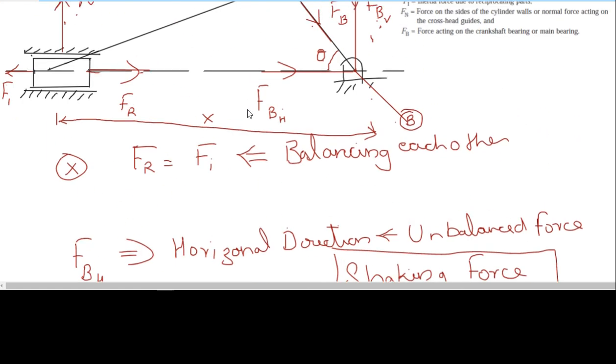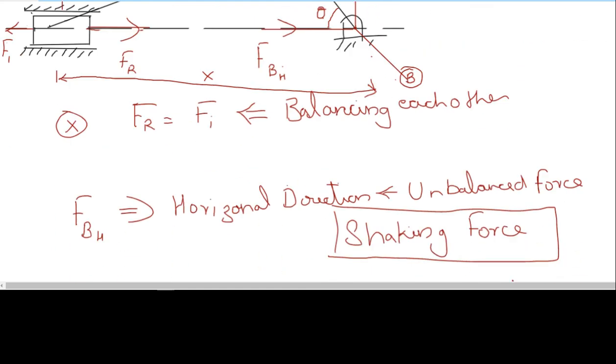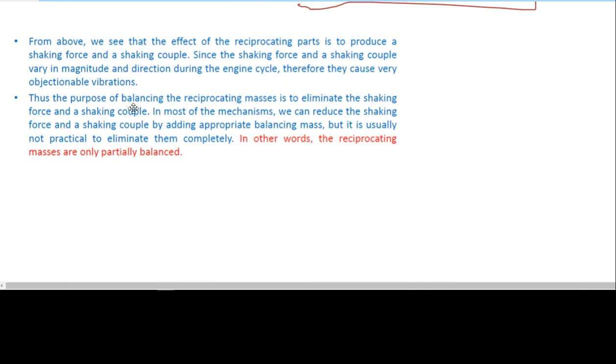Shaking force is due to the horizontal component of the force on the bearing, and shaking couple is due to the couple formed between the normal component of the reaction of the piston on the cylinder walls and the vertical component of the forces acting on the bearing. So the purpose of balancing a reciprocating mass is to eliminate this shaking force and shaking couple. But the problem is it is impossible to eliminate them completely.